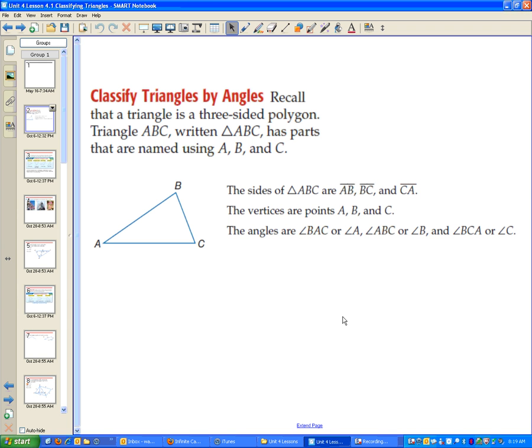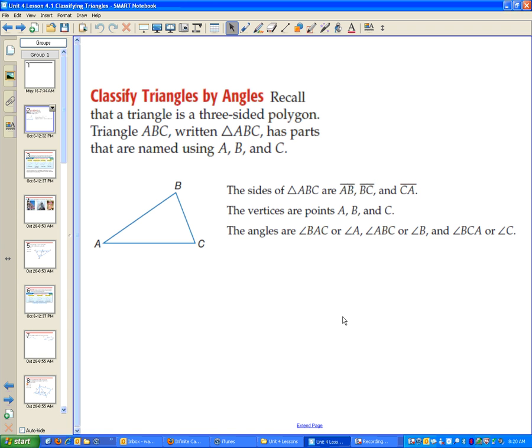Triangle ABC, written with the little triangle symbol and then ABC, has parts that are named using A, B, and C. So A, B, and C are the vertices. They're the points where the sides connect to make the angles. So the sides then are the segments: segment AB, segment BC, and segment AC. And remember, you can call segment AB segment BA, same exact thing.